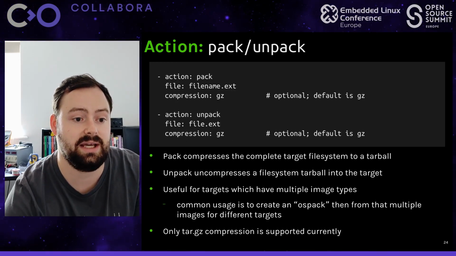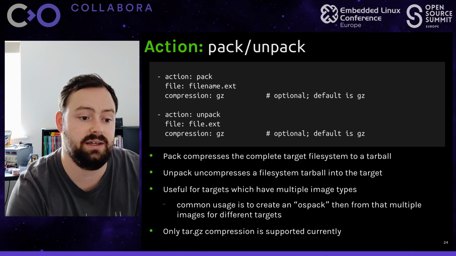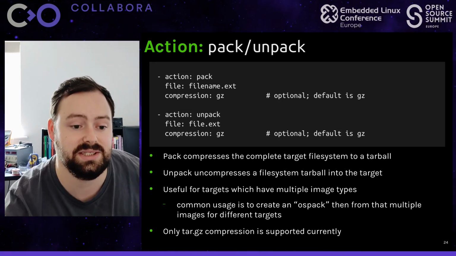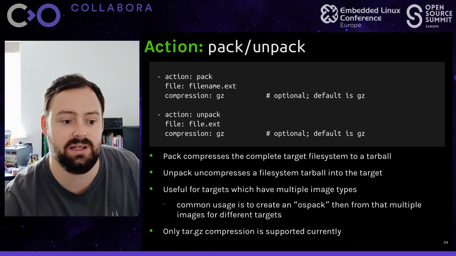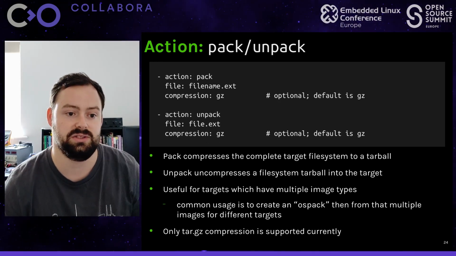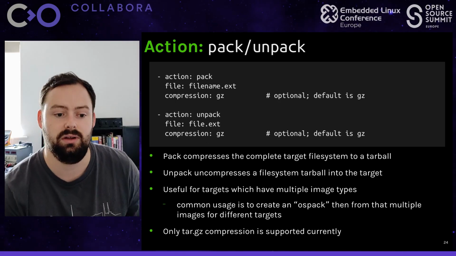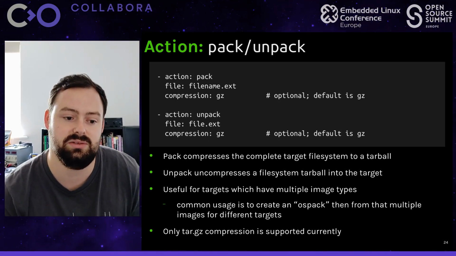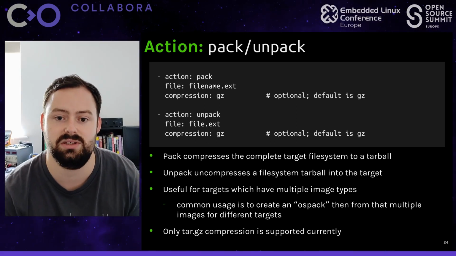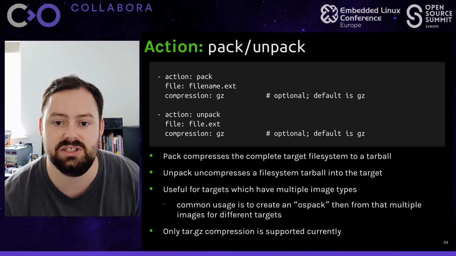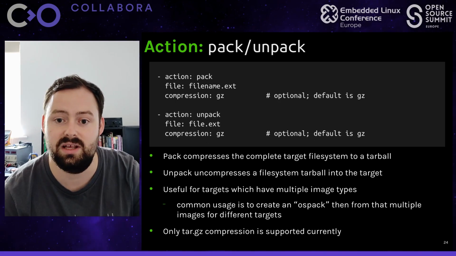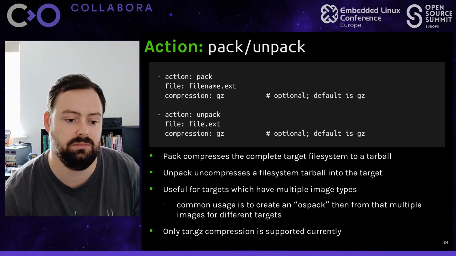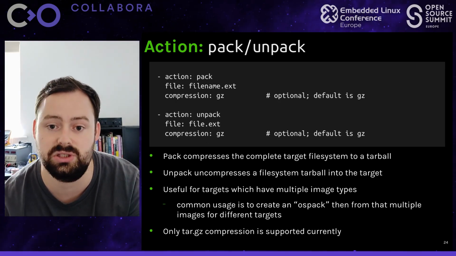Then you have pack and unpack actions. Pack compresses the complete target file system to a tarball. Unpack uncompresses the file system tarball into your target. So we use these actions so you can create an OS pack, which is used in multiple recipes. So you can have one OS pack, which is included in 3 different image recipes, for instance. And at the moment, gzip tarballs are the only supported compression type.